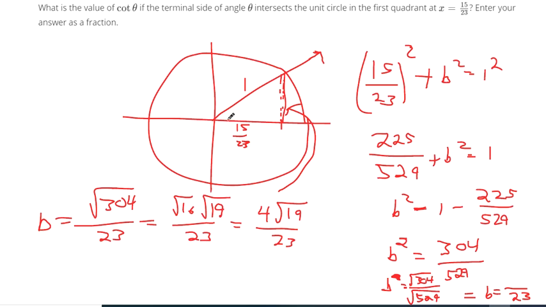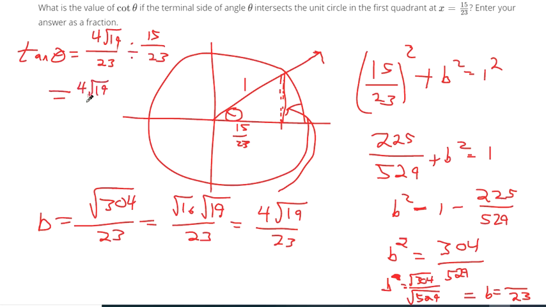We're supposed to find cotangent. So what you can do is you can find tangent if you want. Tangent is the opposite, 4 square roots of 19 over 23, divided by the adjacent, which is 15 over 23, right? Thinking about this angle, this is the opposite, 4 square roots of 19 over 23, and then this is the adjacent. And then you could flip and multiply. I'll let you do that off to the side. When you flip and multiply, the 23s cancel. So there's our final answer.